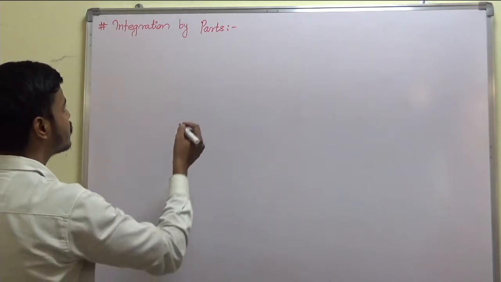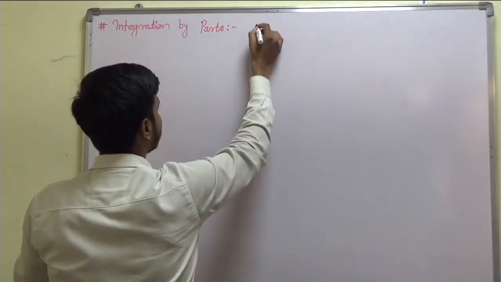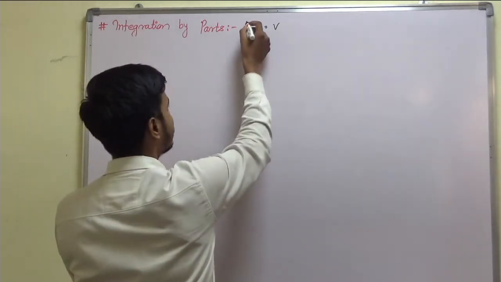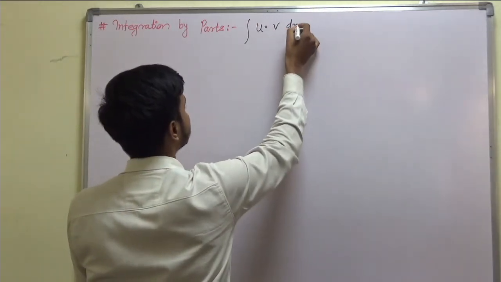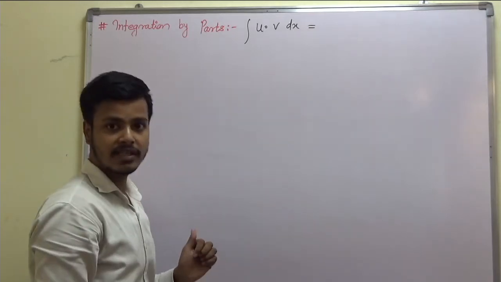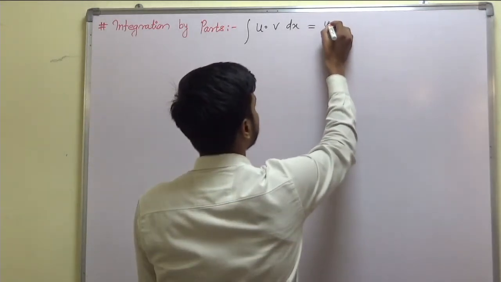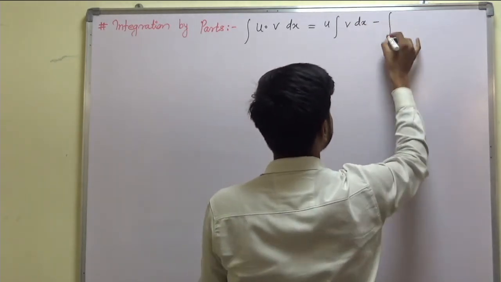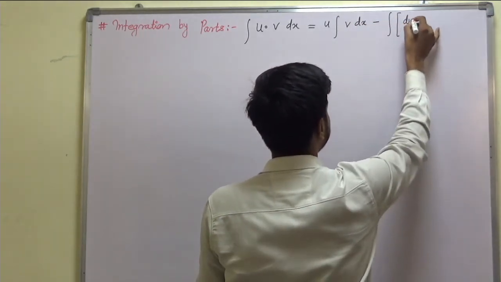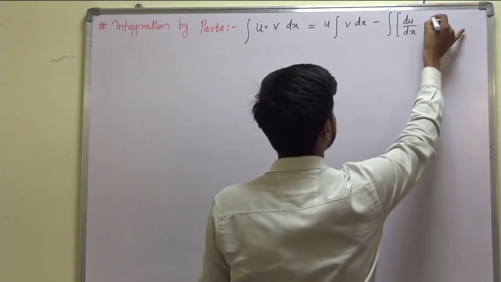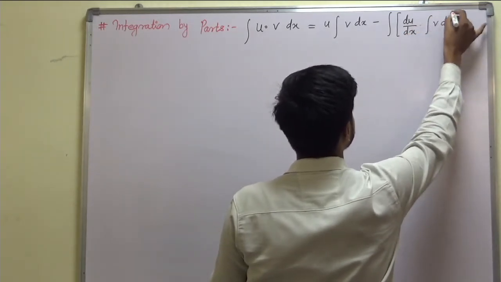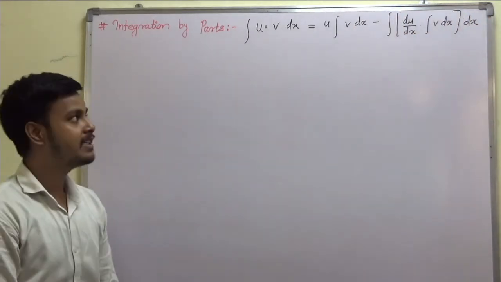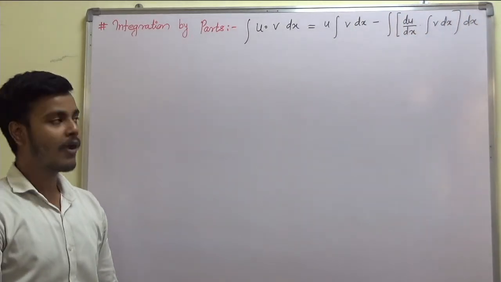Suppose you have two functions u and v, both functions of x, then the integration of their product is given by: first function times integration of second, minus integration of derivative of first times integration of second, into dx. So this is the integration by parts, okay?